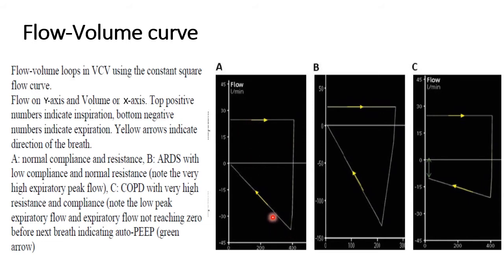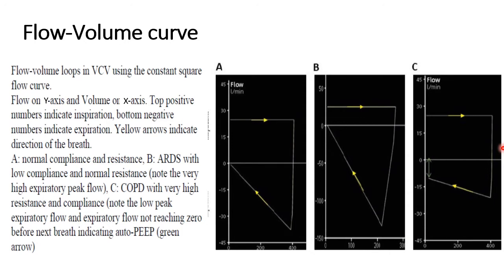If you notice, during exhalation it's very nice and straight and goes back to the baseline before the next breath starts. That's a normal patient. In this B curve, you can notice how the expiratory flow is very deep. In this example, it's reaching almost minus 130 versus a normal person here at minus 40. And it goes very quickly and steeply. That's a patient with ARDS or restrictive lung disease with low compliance.